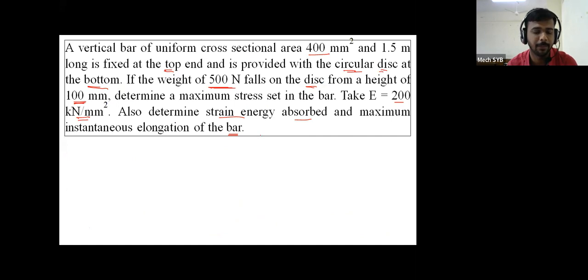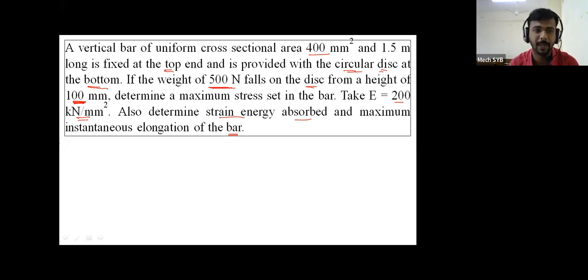Then how do we identify whether the load is gradually applied, suddenly applied, or an impact load? For that purpose, read the statement carefully. Here they have written that the 500 Newton load falls from a certain height, and that height is given as 100 mm. A suddenly applied load is also applied on the component, but before it strikes the component it does not fall through any height. That means if the height is mentioned, then we have to solve the problem using the impact loading condition.